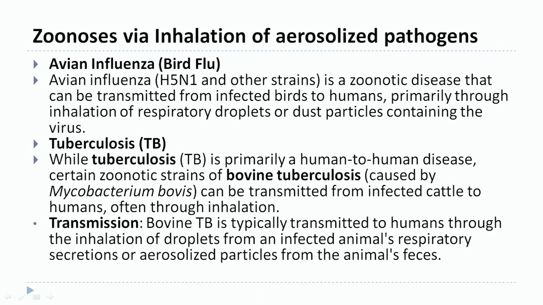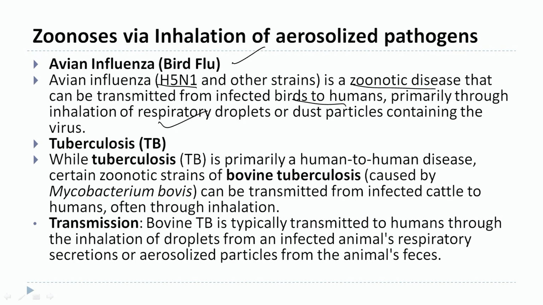Now, in continuation with the transmission of zoonosis via inhalation through the aerosolized route, two important zoonotic diseases prevalent in our Indian condition are considered. The first is avian influenza. Avian influenza strain H5N1 is a zoonotic disease that is transmitted from infected birds to humans mainly via respiratory droplets.